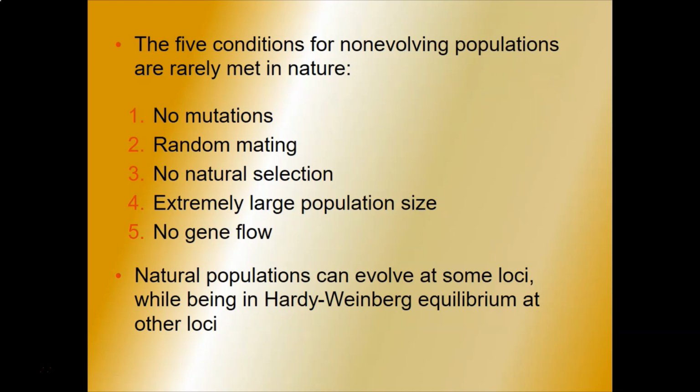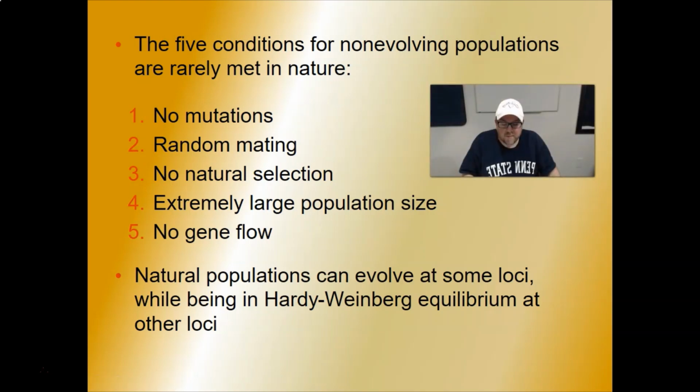So there are 5 conditions that have to be met for non-evolving populations, and these would almost never be met in nature: no mutations, random mating, no natural selection, extremely large population size, and no gene flow. Natural populations can evolve at some loci while being in Hardy Weinberg equilibrium at another locus.